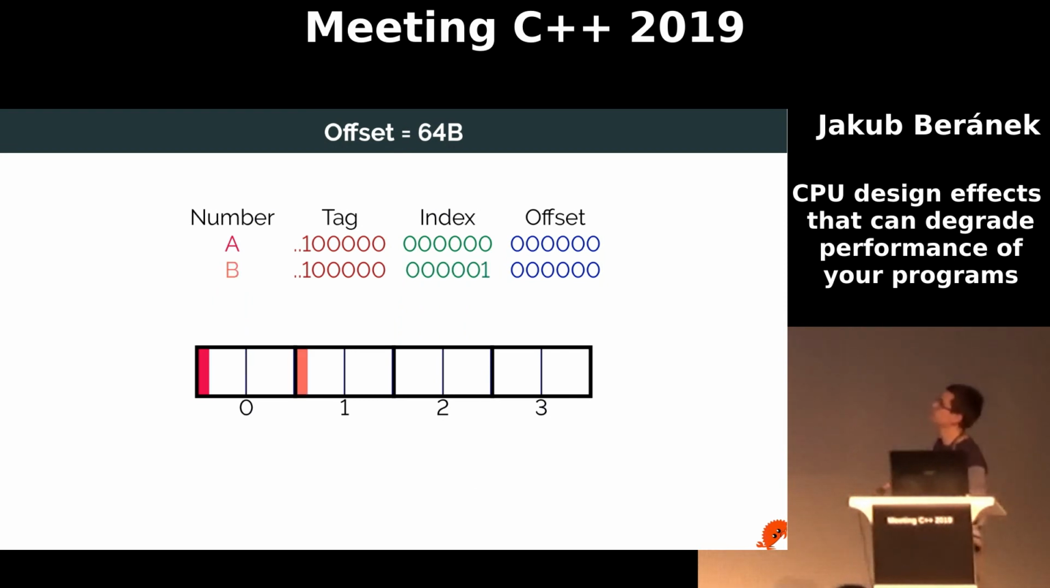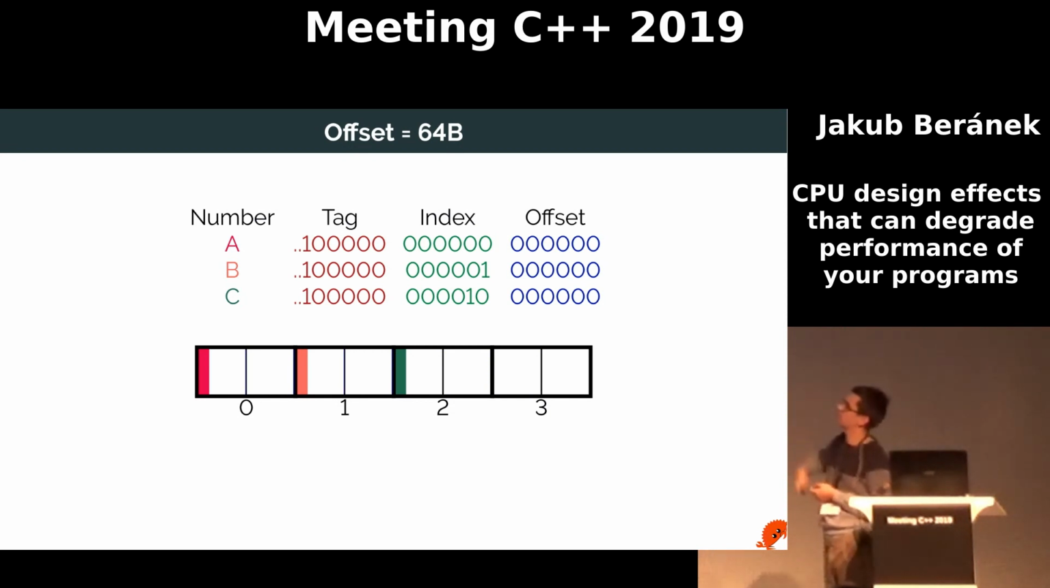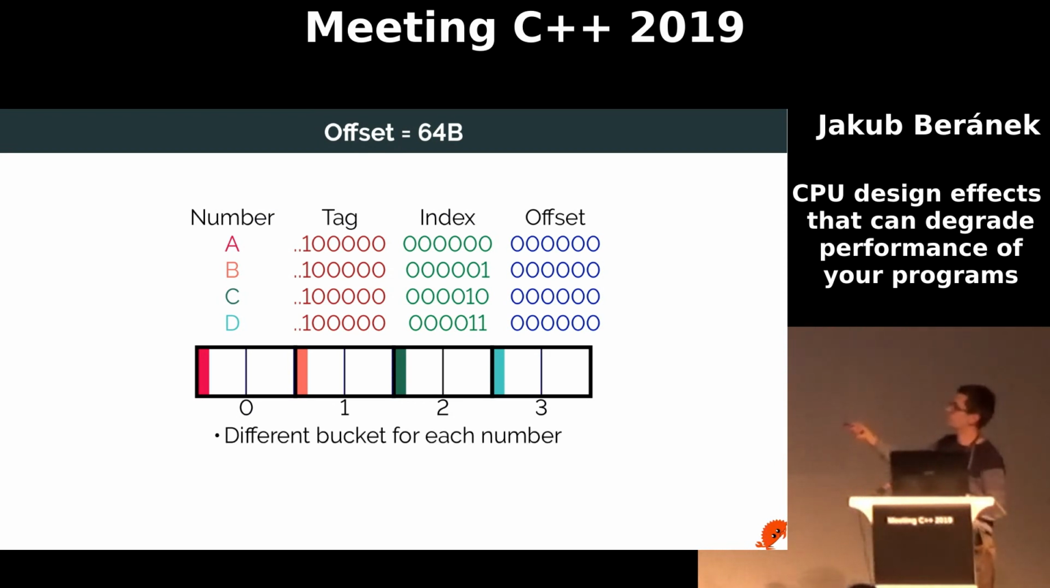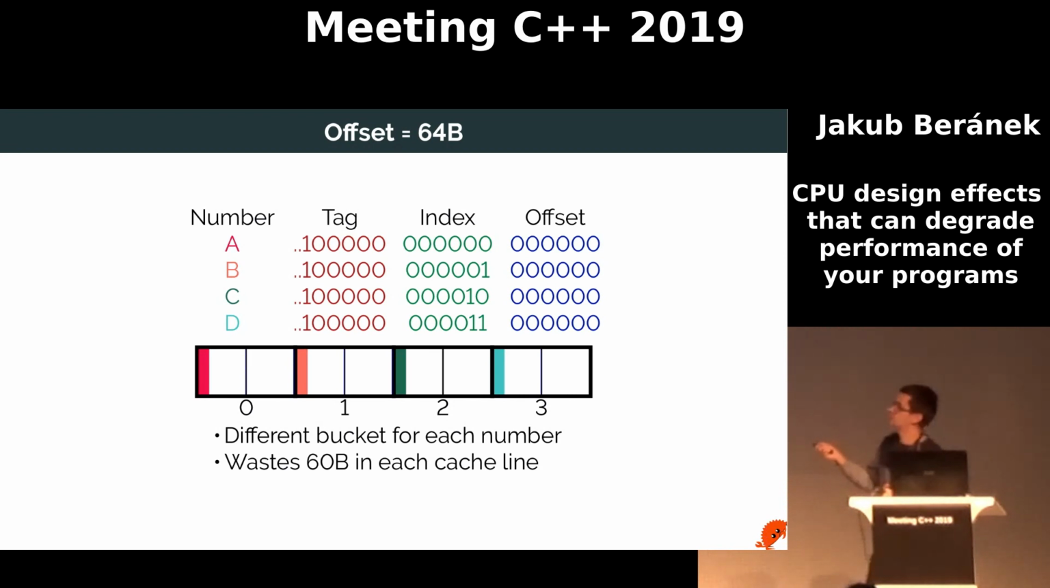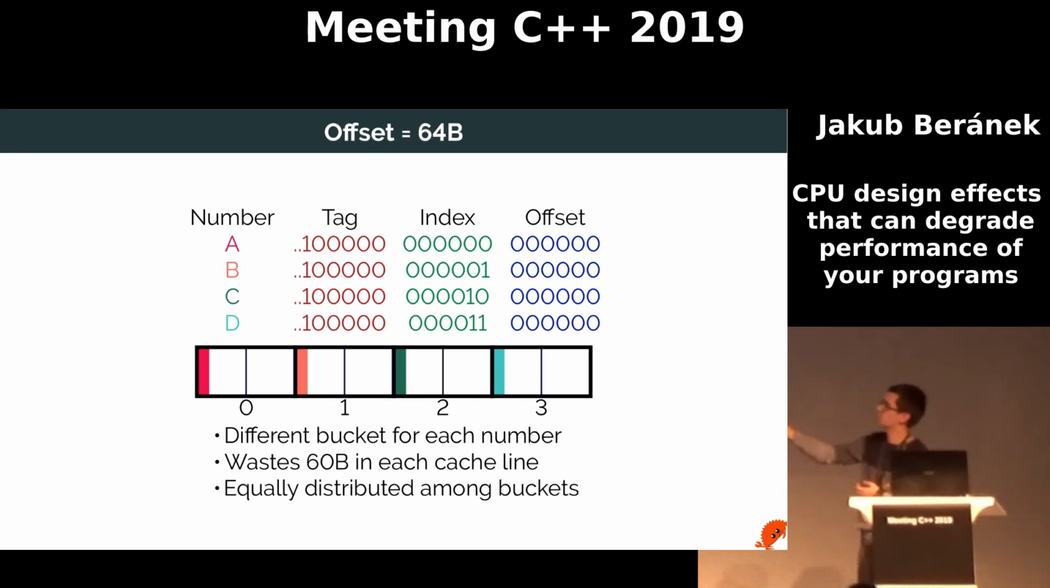What happens when the offset is 64? Again, A goes to the beginning. When you add 64 to this address, you will increment the index bits. And because you increment the index bits, suddenly B will go into a different bucket. When you increment it again, C will go into a different bucket. And again, D will go into a different bucket. So we will have a different bucket for each number. And remember, I have 64 buckets. I benchmarked 11 numbers, so no problem there. I waste 60 bytes in each cache line, but whatever, I have 11 numbers, so I don't really care. And I distribute the numbers equally among the whole cache.